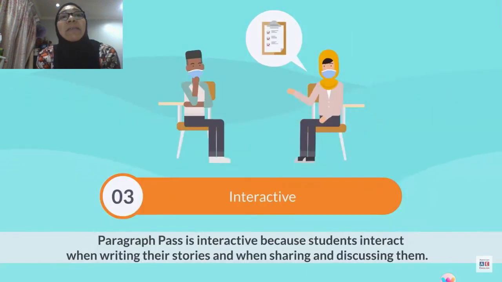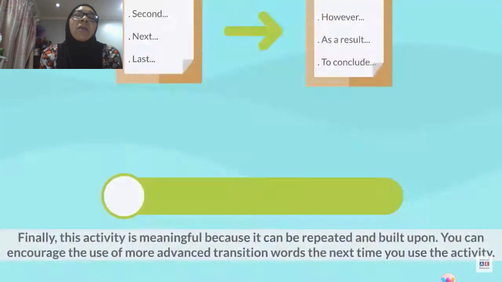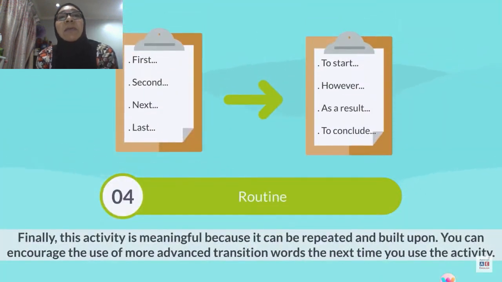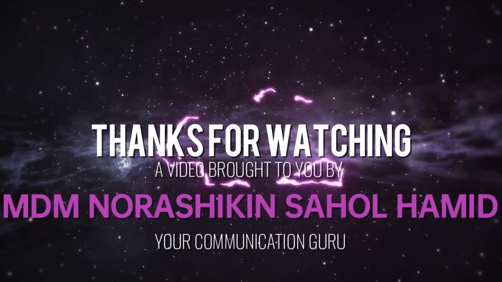And paragraph pass is interactive because students interact when writing their stories and when sharing and discussing them. So get the ball rolling with your discussion. So finally, this activity is routine because it can be repeated and built upon. You can encourage the use of more advanced transition words the next time you use the activity. Okay, guys, that's all. So get the ball rolling.